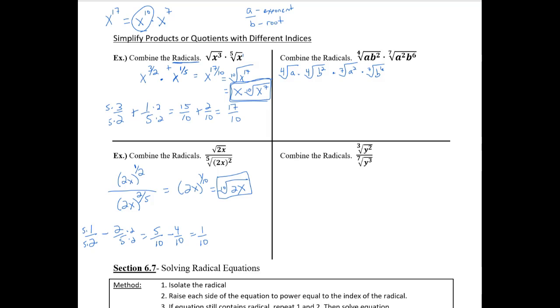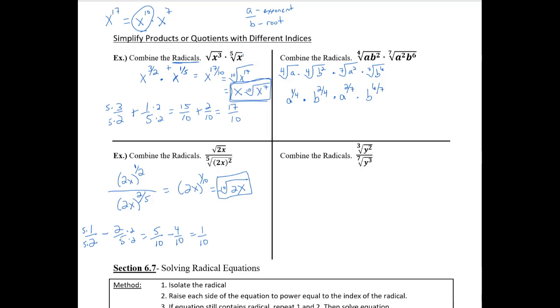So the 4th root of a, the exponent to a is 1, the root is 4. And for b, we had an exponent of 2, and the root was 4, which we can simplify down to 1/2 in a moment. The second a, we had an exponent of 2, and the root was 7. And then lastly, that b, the exponent was 6, and the root was 7.